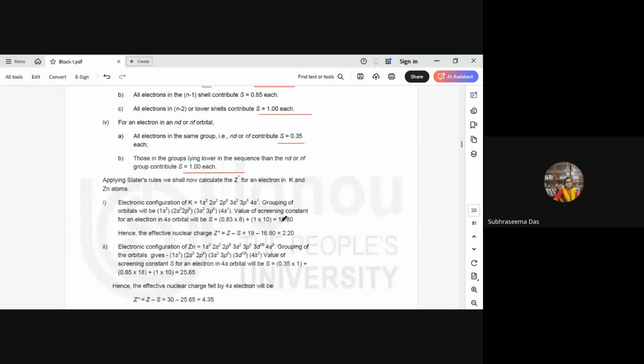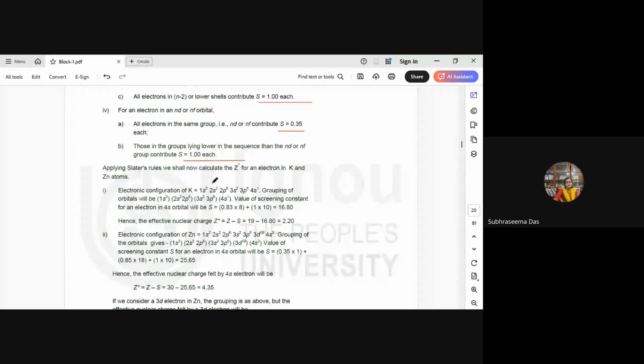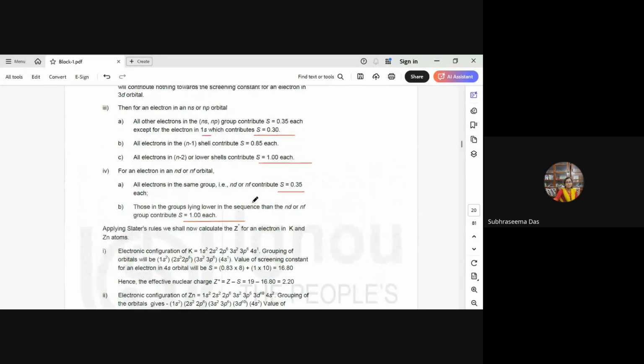Now we will come to an example. We will consider Z star for an electron in potassium. We know potassium has atomic number 19. First we write the electronic configuration: 1s2, 2s2, 2p6, 3s2, 3p6, 4s1. Now we will group them. Here 4s is not filled; 4s is single. So that is why the total value here will be for 4s.